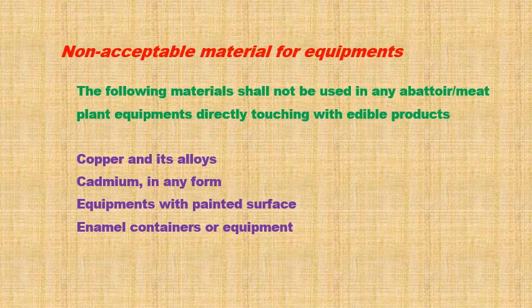We have almost come to the end. Here is a precaution about the machineries or equipment. Some materials cannot be used in equipment or machineries for working in meat plants, and the following materials shall not be used in any abattoir or meat plant equipment directly touching the edible products. These are copper and its alloys, cadmium in any form, equipment with painted surface. No paint should be there in equipment for use with meat, and enamel containers or equipment. These are the metals and materials which cannot be used for the equipment or machineries.